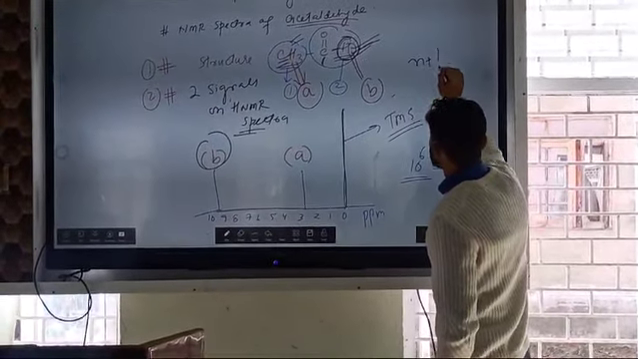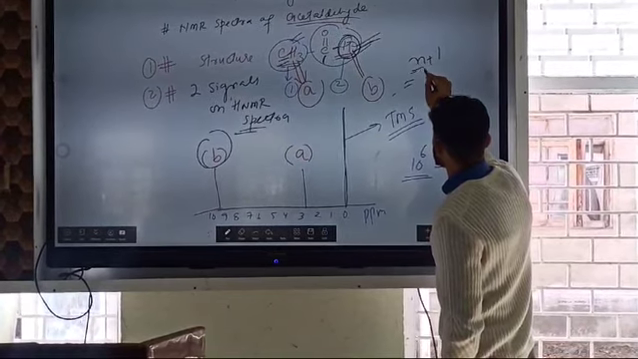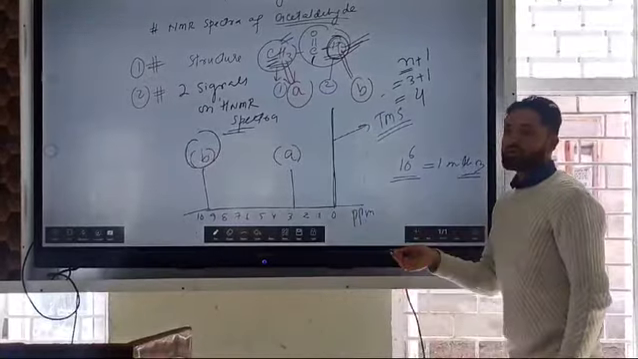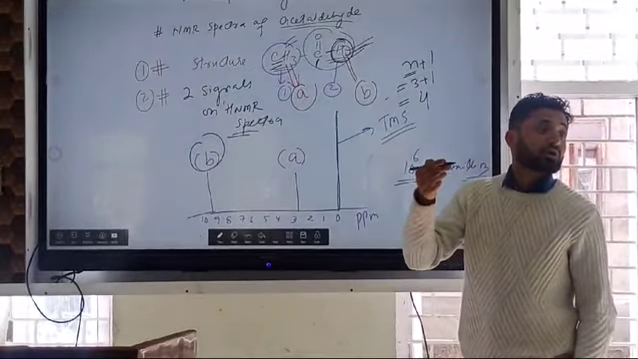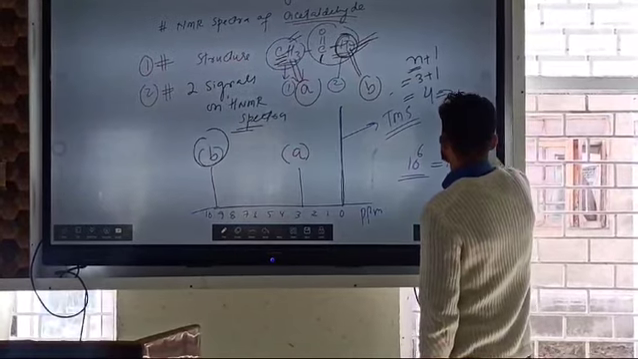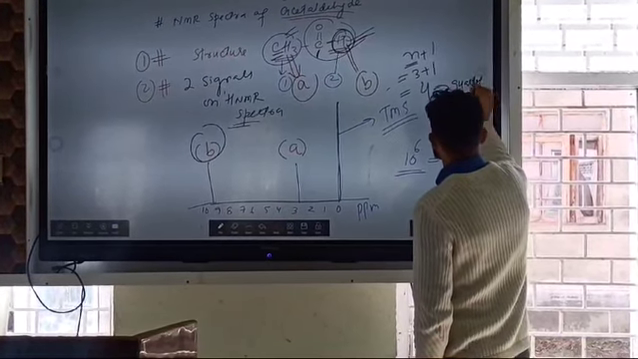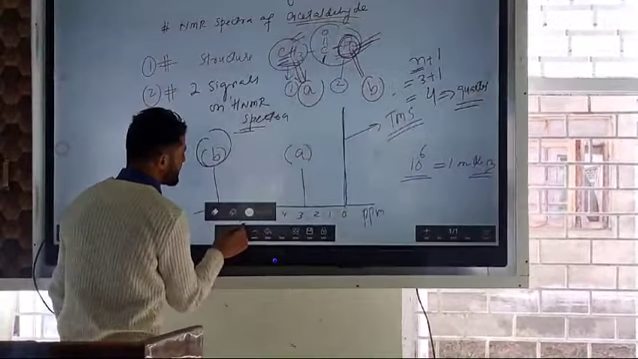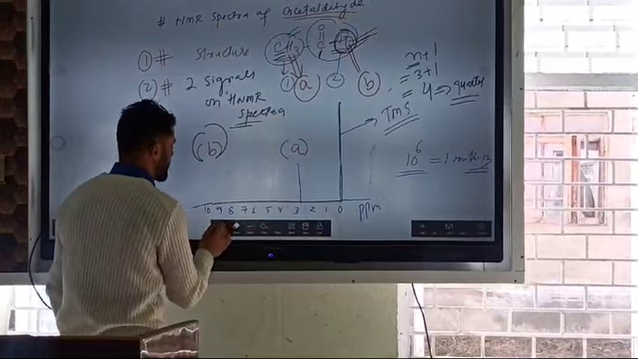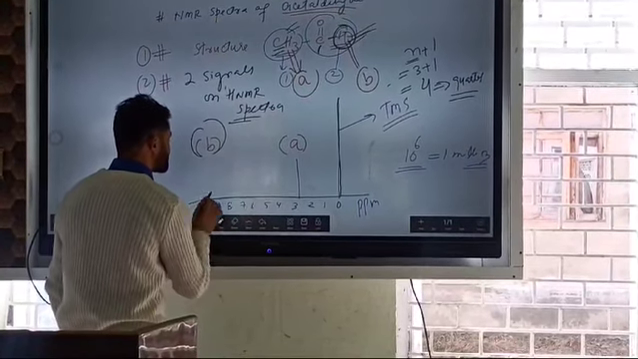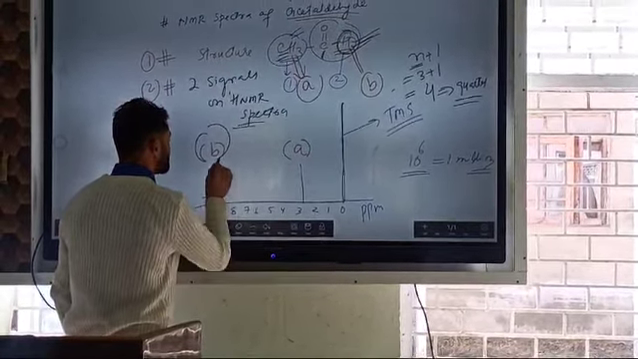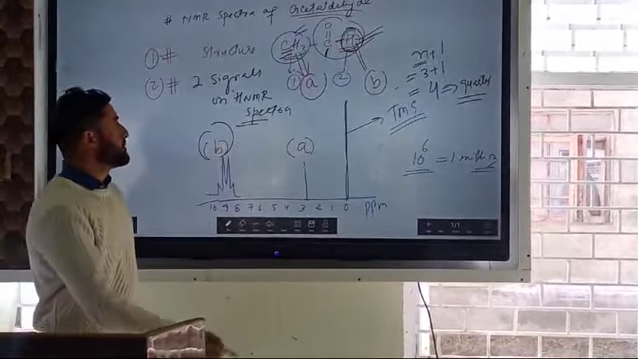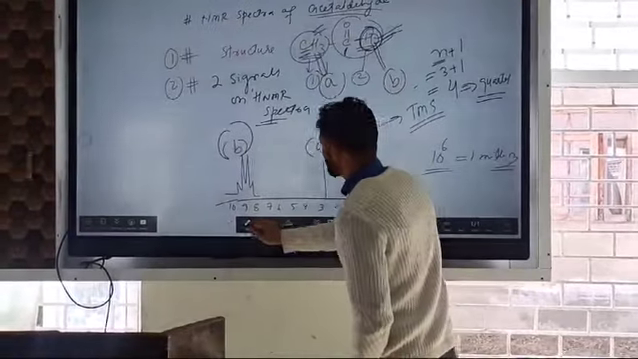So n+1 would be given like this. N is the neighboring protons, so 3 plus 1. So you will get 4. 4 corresponds to quartet. I am writing here as quartet. So the splitting of this B would be quartet. So what would be the intensity of this quartet? 1, 3, 3 and 1. So this is the multiplicity of the peak, which is basically proton B.